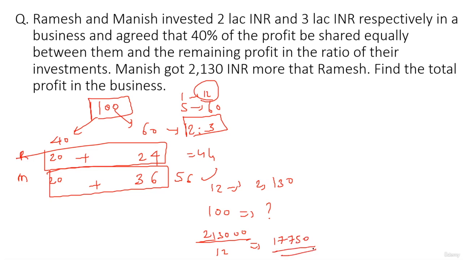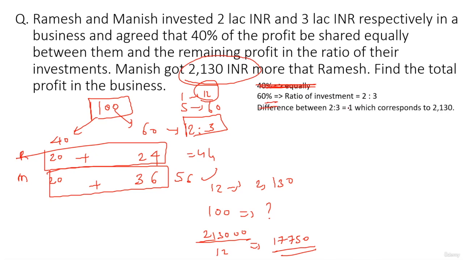Now there is a much quicker way to solve this question. We'll see how. See guys, the 40% of the profit they are dividing equally, and the remaining 60% they are dividing in the ratio of their investment. So the difference of share that came, 2,130 rupees as given in the question, this value is not because of the 40% of the share they are dividing equally. It is because of the 60% profit they are dividing in the ratio of their investment, isn't it?